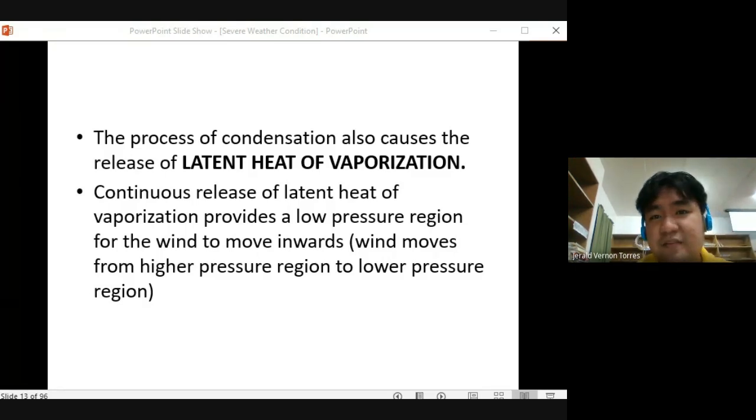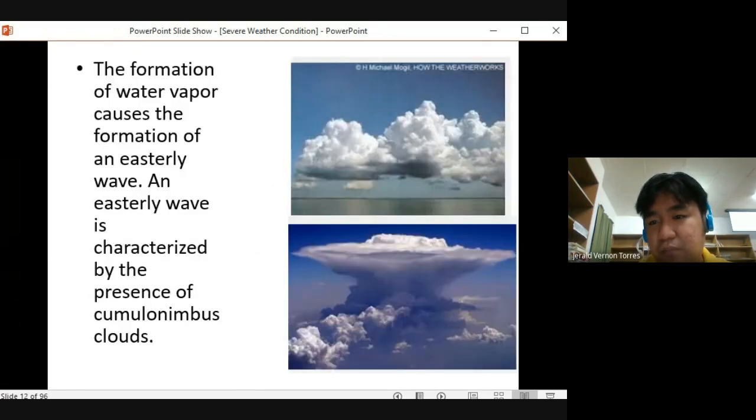So, sige nga, let's look at this one. Sabi natin, paano ba nabuo tong clouds na today? How did we form these clouds?